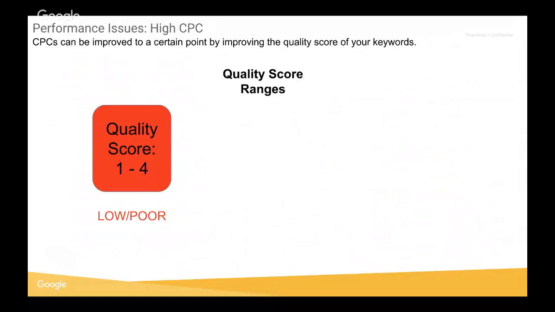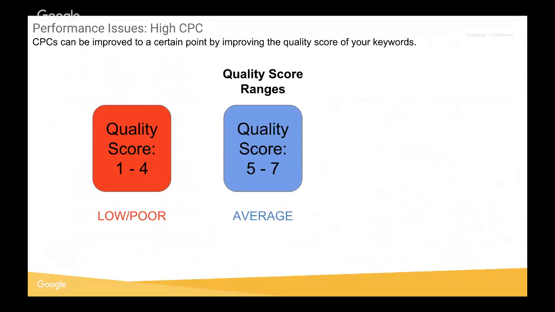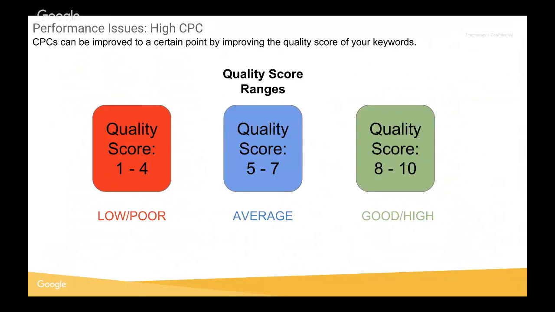Now, keyword quality score ranges from 1 to 10. A score of 1 to 4 is quite low, a score of 5 to 7 we might say is average, and 8 to 10 is good. Low keyword quality scores cause ad rank to be low, and therefore can cause CPCs to be higher. So it is very important that you work on the quality score of your keywords if you want good performance.